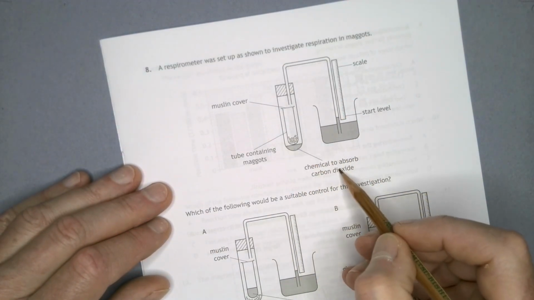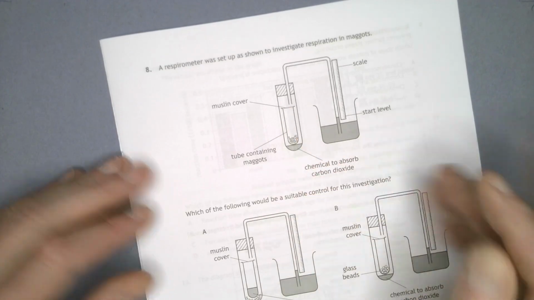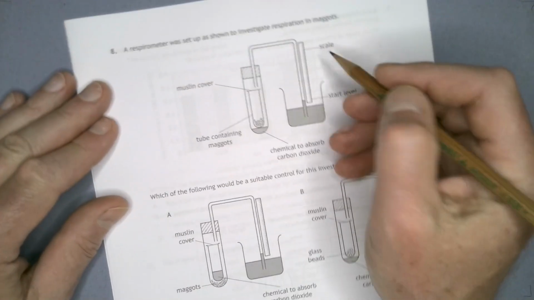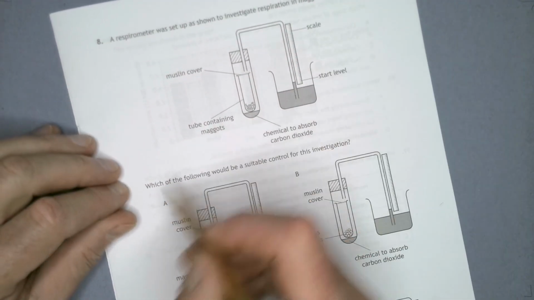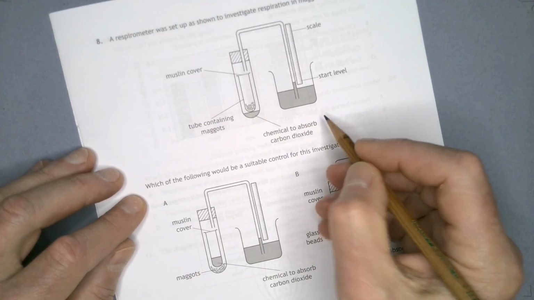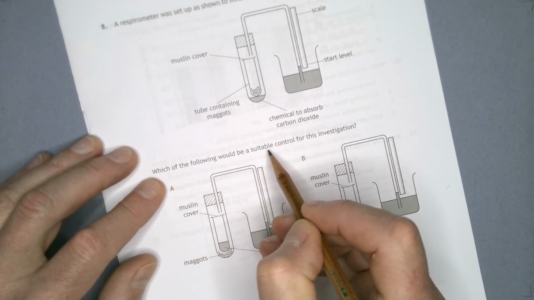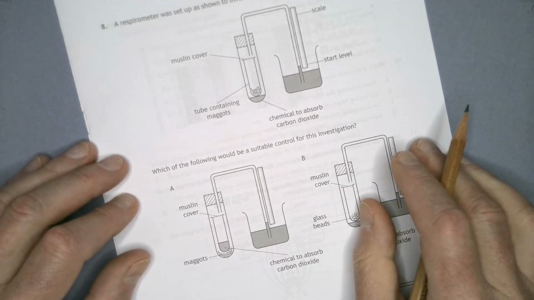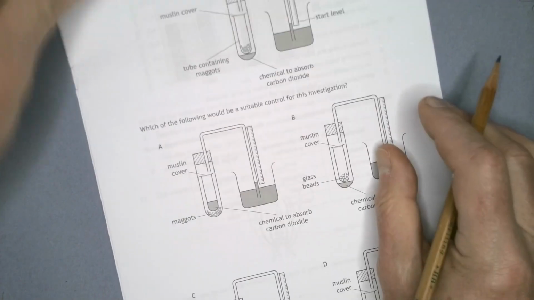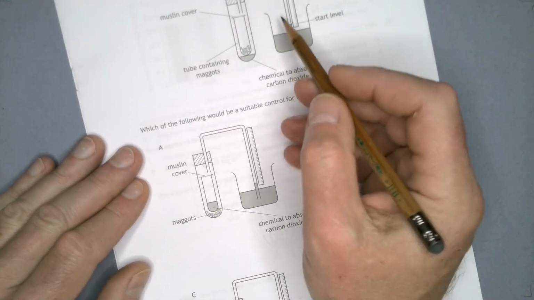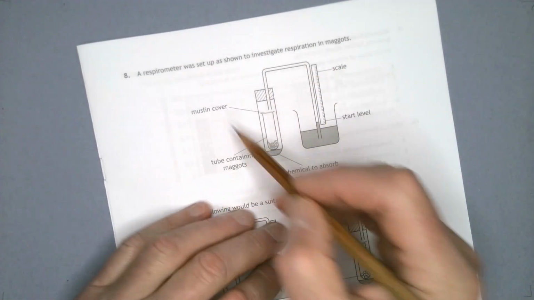We've got something to remove carbon dioxide, muslin and cover. Now, sometimes in these questions, you really just want to check what you're being asked before you try and understand it too much, because there might be something really obvious. Let's see. Which of the following would be a suitable control for this investigation? All right, well, we're into controls here. And if we're going to have a control for an experiment, well, let's just look at this.